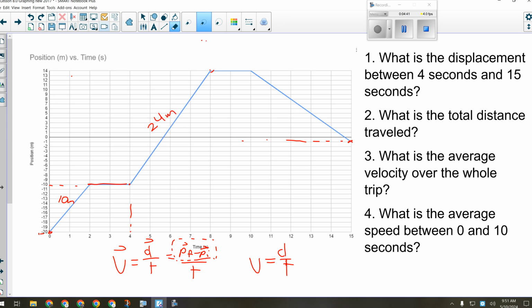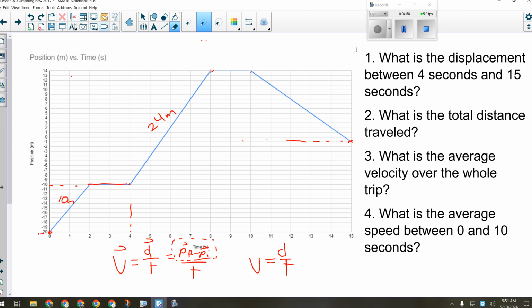Right? And I'm just doing the final position minus initial position math in my head here. But from -10 to positive 14 is 24 meters. Is everyone okay with that? Okay. Am I moving here? All right. And then I'm moving here because my position is changing again.